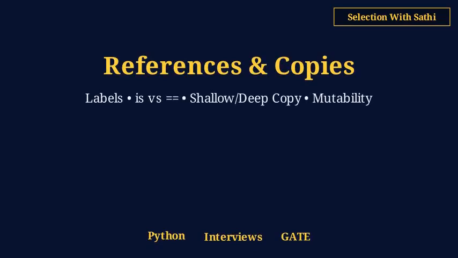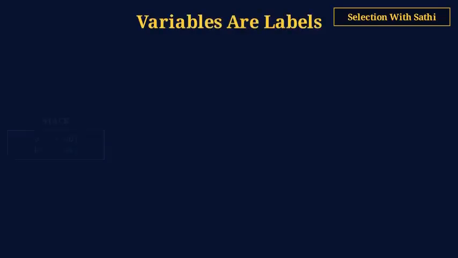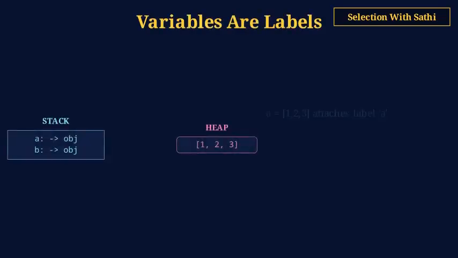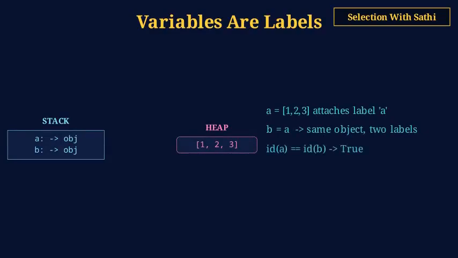Today we will learn about Python references, mutability, and copies. This is one of the most misunderstood topics in Python. Understanding how variables work under the hood will save you from many subtle bugs. Let's dive in. The most important concept: variables in Python are labels, not boxes.